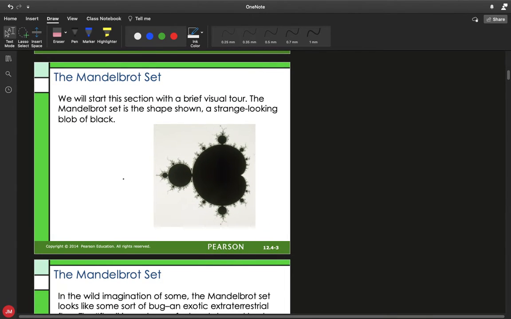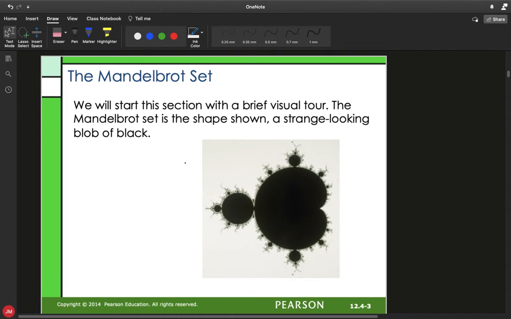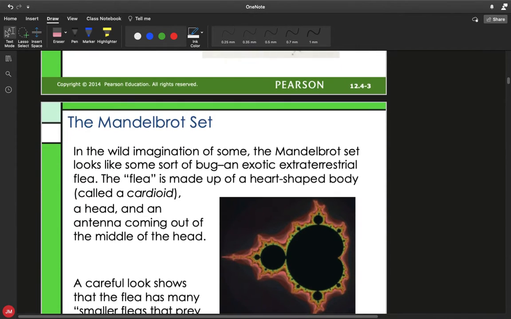So to start off, we're just going to take a brief visual tour. This is what the Mandelbrot set looks like. Let me zoom in on it a little bit for us so you can see it's this kind of shape, this kind of figure. It's got a heart shape to the right, and then has these other smaller shapes which are coming off of it. And so let's see what happens as we zoom in.